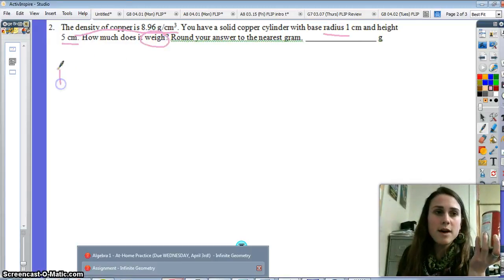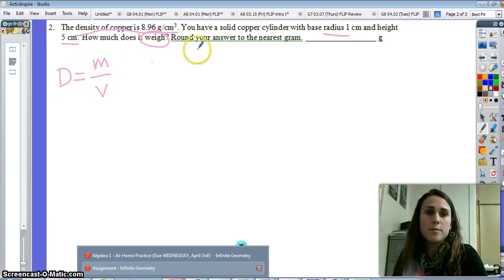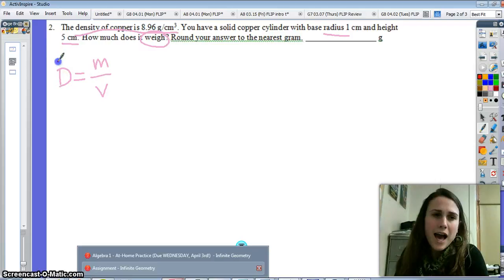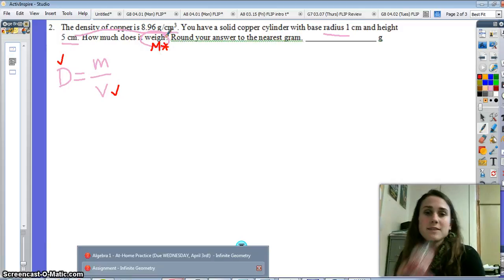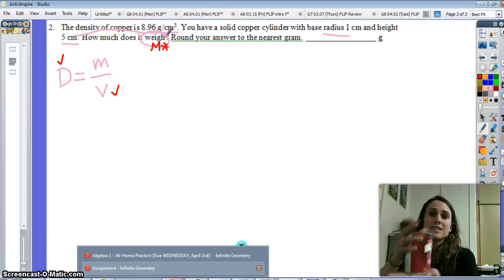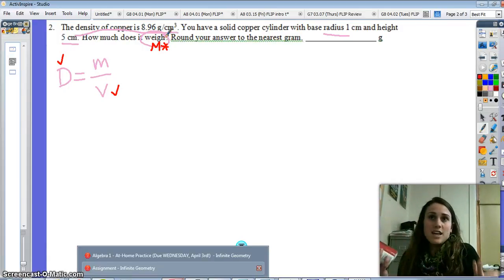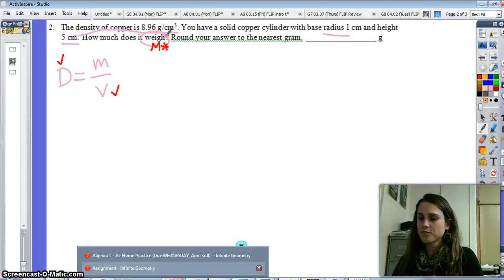So this whole unit is about the relationship between density, mass, and volume. Density equals mass divided by volume. I'm thinking that I know the density of this copper. I think I can find the volume. Another word for weight is mass. So when I'm being asked how much does it weigh, I'm being asked what is the mass? If I put this on a scale, is it 3 pounds? Is it 100 grams? Is it 14 ounces? How much does this weigh?